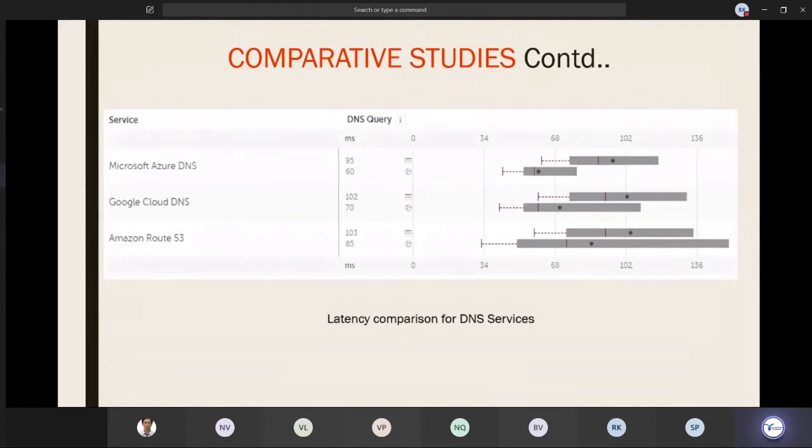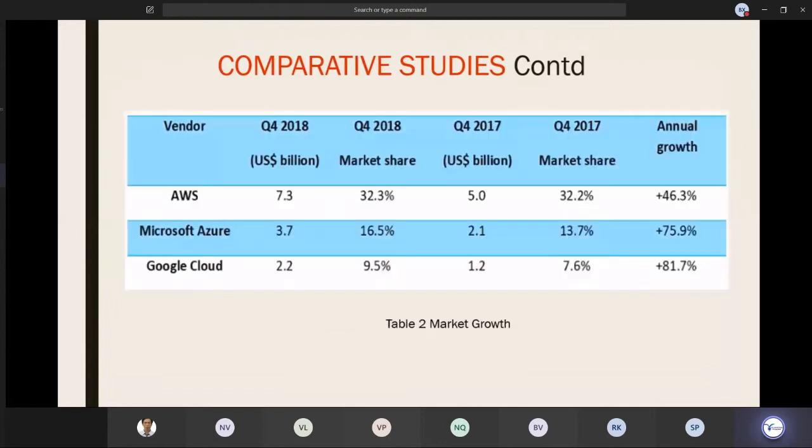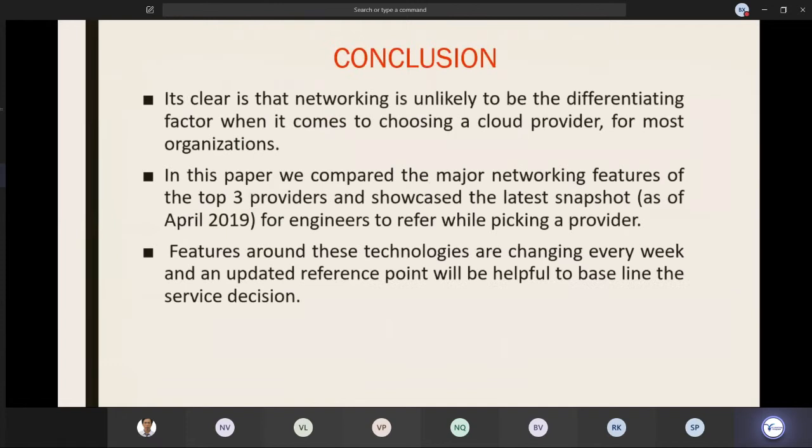Here the Microsoft Azure DNS latency is highest compared to the different clouds' DNS. Next comparison, the table for the market growth, where you can see the AWS comparison for 2017-18. You can see here AWS is having annual growth of 46.3%, whereas Azure is having 75.9%, and Google Cloud is having 81.7%. The highest is for Google Cloud.